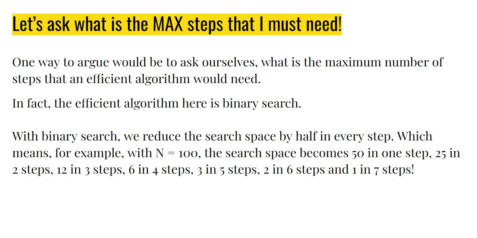We know that with binary search, we reduce the search space by half in every step, which means that, for example, if n was 100, so 1 to 100, the search space becomes 50 in one step, because I eliminate 50 choices, then 25, 12. Now, 25 is not divisible by 2, so that's not exactly half, but that's fine, get the idea. 12 in 3 steps, 6 in 4 steps, 3 in 5 steps, 2 in 6 steps, and 1 in 7 steps. What this means is that no matter what number has been chosen, if I, as a guessing party, follow binary search, I will be able to get it in at most 7 steps, no matter what the number is. And that is quite amazing.